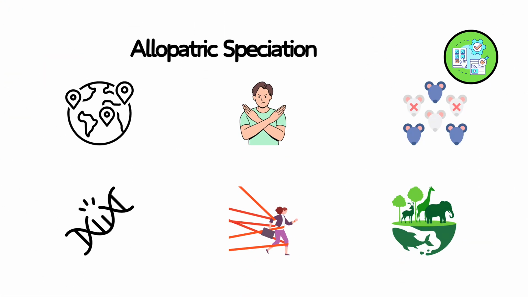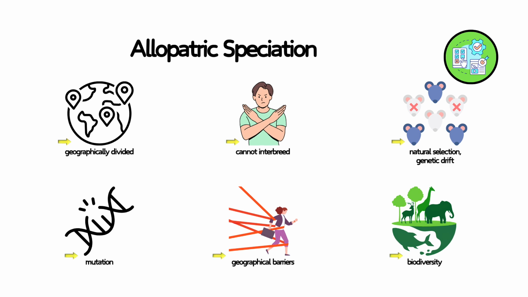Allopatric speciation is one of the primary mechanisms by which new species arise. This process occurs when a population is geographically divided into two or more isolated groups that cannot interbreed. Over time, genetic differences accumulate between these isolated populations due to natural selection, genetic drift, and mutation, eventually leading to the emergence of distinct species.